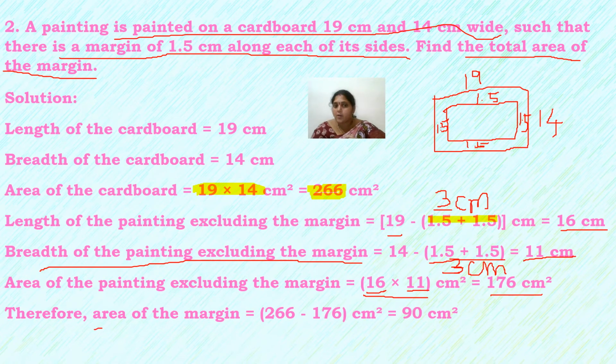Therefore, area of the margin we have to find out. What we have to do? From total, we have to minus area of the picture. When you are subtracting total minus area of the picture, you will be getting area of the margin. That is 90 centimeters square. This is how you are going to calculate the area of the parts or margins.